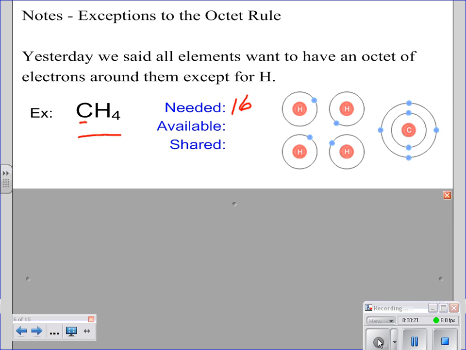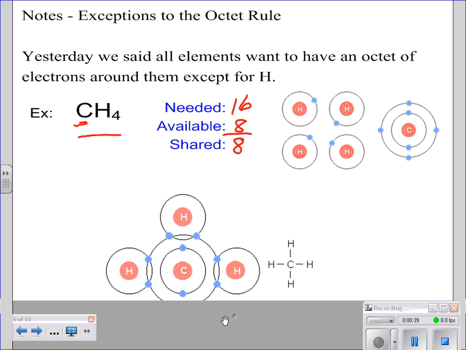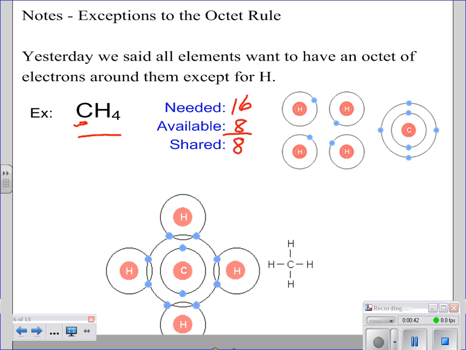But what's really available would be your valence electrons. So you've got 4 for your carbon, 1 for each of those hydrogens, which gives you 8. So they're going to have to share. They need 16 to have a full outer shell, but they've only got 8 available. So if they share the rest of them, then they'll feel like they have a full octet. And so what we end up seeing is that it looks like that.